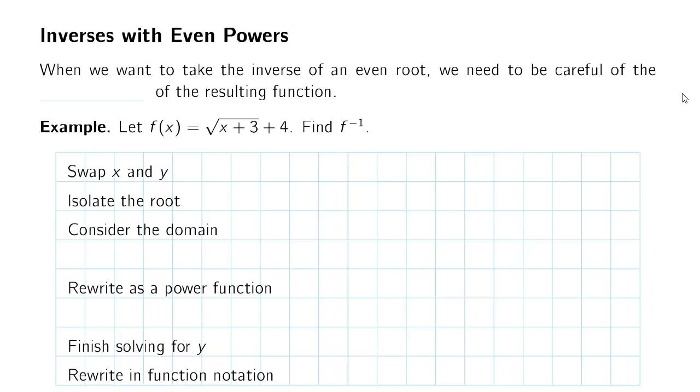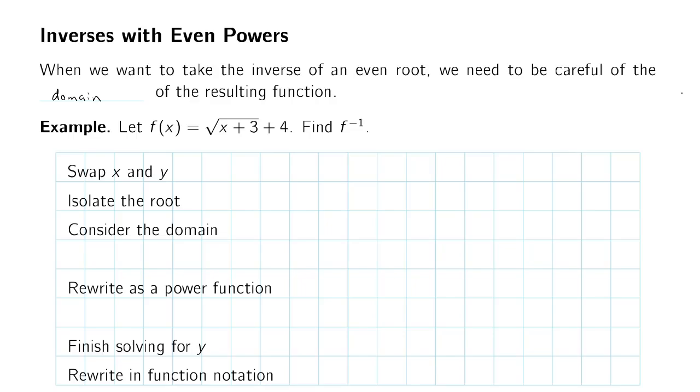Even power functions are not one-to-one, but even roots are. So when we take the inverse of an even root, we need to be careful of the domain of the resulting function. So here's how we take care of that when we're taking the inverse of an even root function.